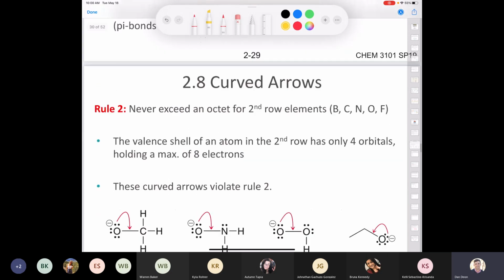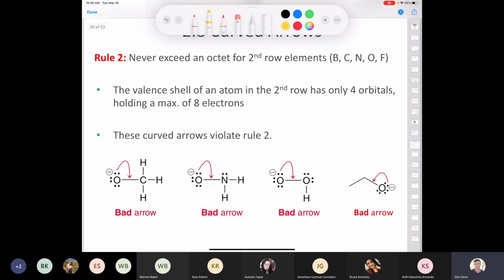All right. Never exceed an octet for a second row element, right? This is something that you learn in general chemistry, and we talked about it in Chapter 1, right? Second row elements only have the s and p orbitals available to them. 2 electrons in an s, 6 electrons in the p orbitals. 2 plus 6 is 8. And so you can only have an octet of electrons for second row elements. The valence shell of a second row element only has 4 orbitals, therefore 8 electrons.